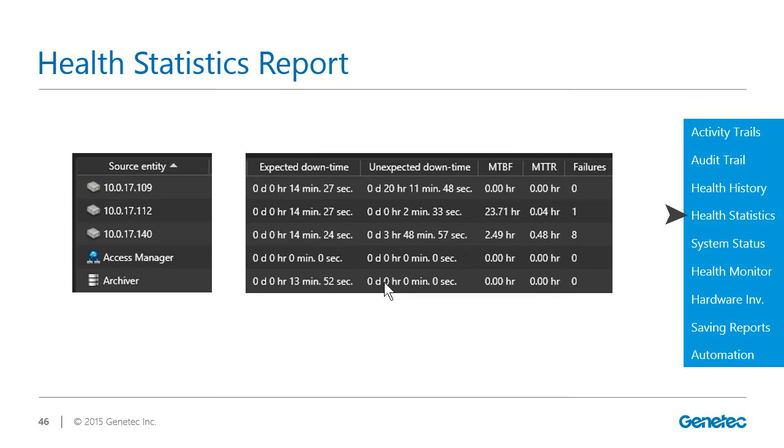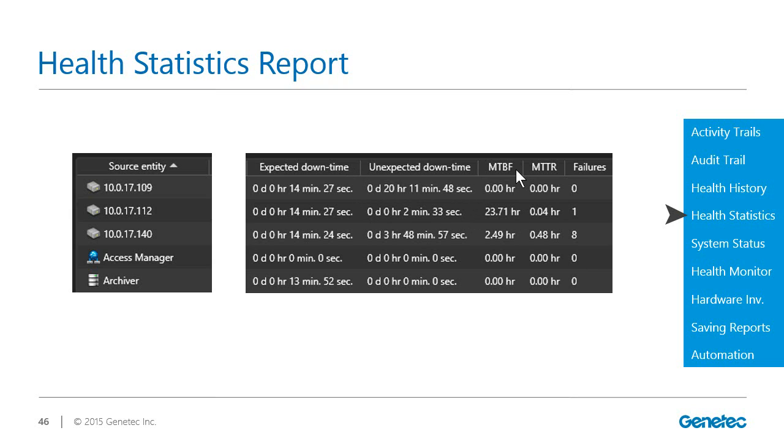Some of the other important statistics that it gives us are the number of failures and the expected versus unexpected downtime. Now, expected downtime is when the entity is not available due to user action, such as deactivating a role or putting a unit into maintenance mode. Expected downtime is not used in the calculations for the entity availability percentage.